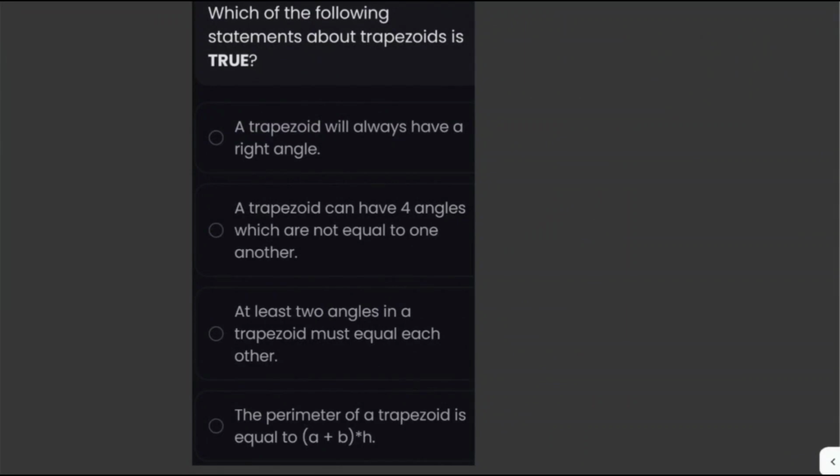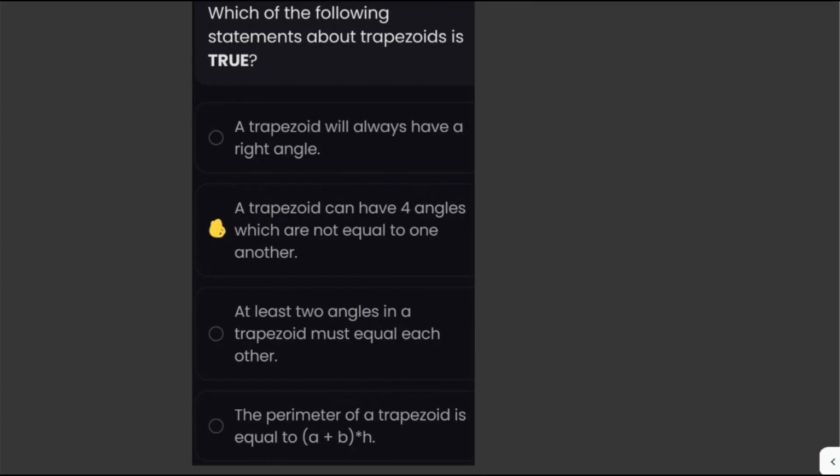Which of the following statements about trapezoids is true? So we're given here 4 statements, and then we choose which one is true about trapezoids. A trapezoid will always have a right angle. A trapezoid can have 4 angles which are not equal to one another. At least 2 angles in a trapezoid must equal each other. The perimeter of a trapezoid is equal to a plus b times h. Among these, only this one is true about trapezoids.